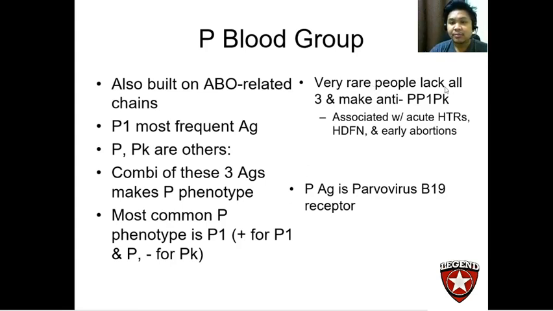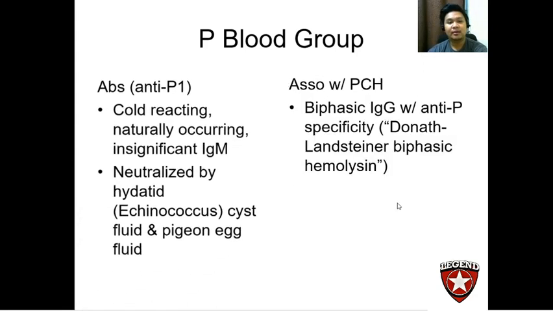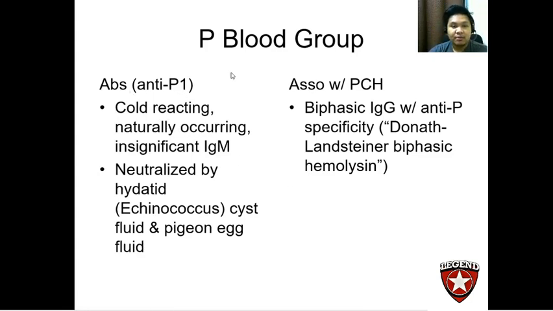Very rarely, people lack all three antigens. These individuals who lack the three antigens can make anti-P, P1, Pk, which is associated with acute HTRs, HDN, and early abortions. The P antigen, please take note, is the parvovirus B19 receptor. Anti-P1 is cold reacting, naturally occurring, and is insignificant. And it could be neutralized by hydatid cyst fluid as well as pigeon egg fluid.